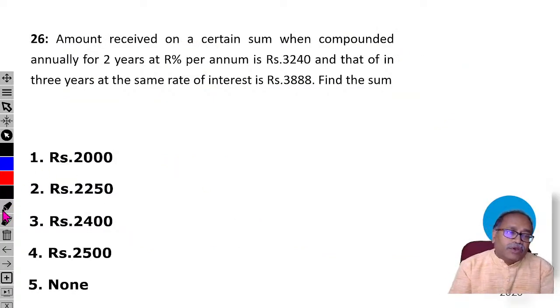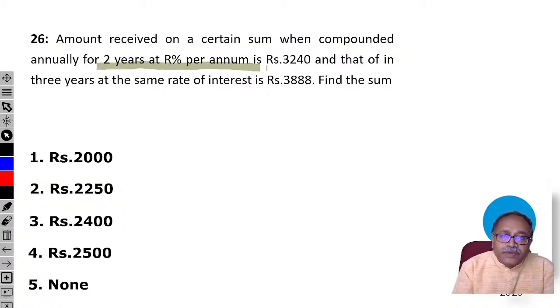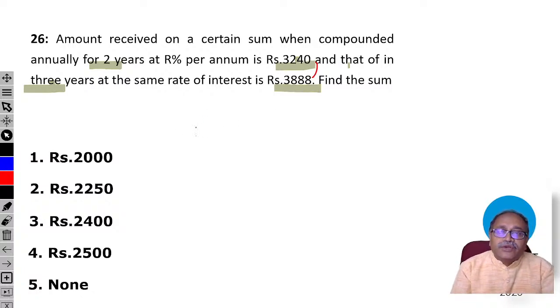Now coming over here, let's read it here. Amount received on a certain sum when compounded annually for 2 years at r% per annum is 3,240, and that in 3 years is 3,880. We have the 2 years amount and the 3 years amount. If we take the difference, we get 1 year's interest, and from here the rate also comes.